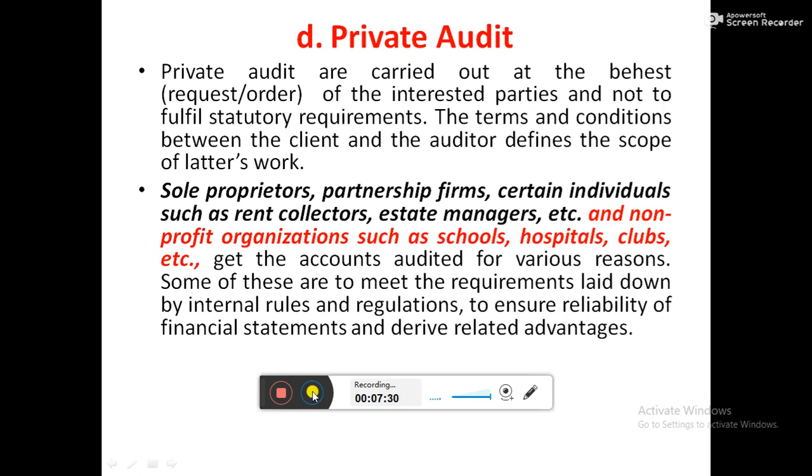And non-profit organizations such as schools, hospitals, clubs, etc. get the accounts audited for various reasons. Some of these are to meet the requirements laid down by the internal rules and regulations, and to ensure reliability of the financial statements and derive related advantages.